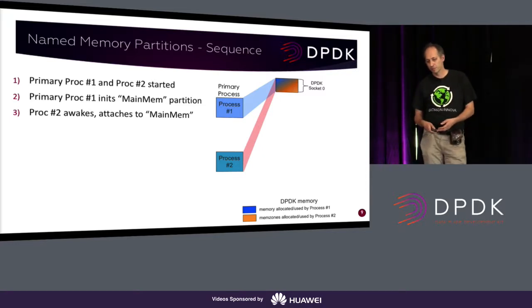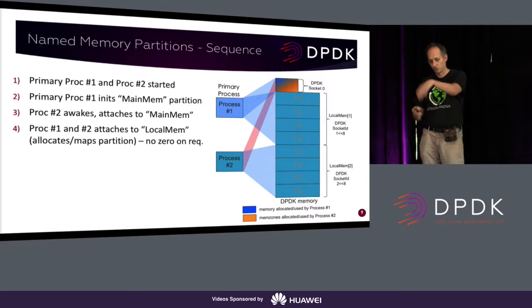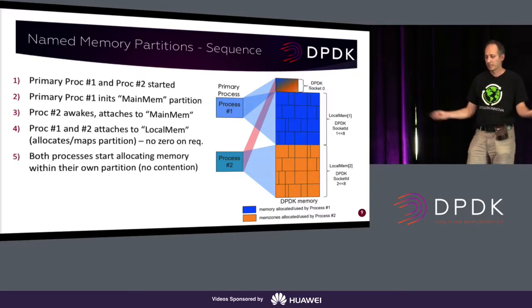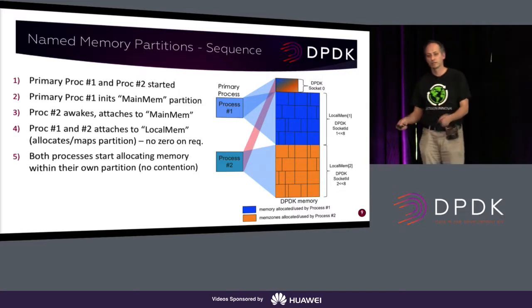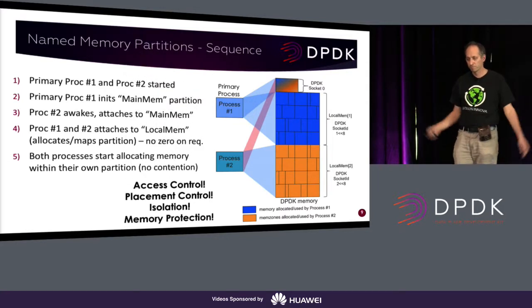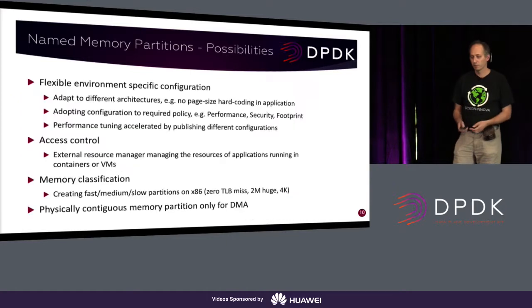And then process 2 just awakes, attaches to main memory. And then both of them can initialize memory on their own. And then you don't have fragmentation. You can keep control of the page, the TLB cache entries, if you like. So you have access control, placement control, isolation, memory protection.